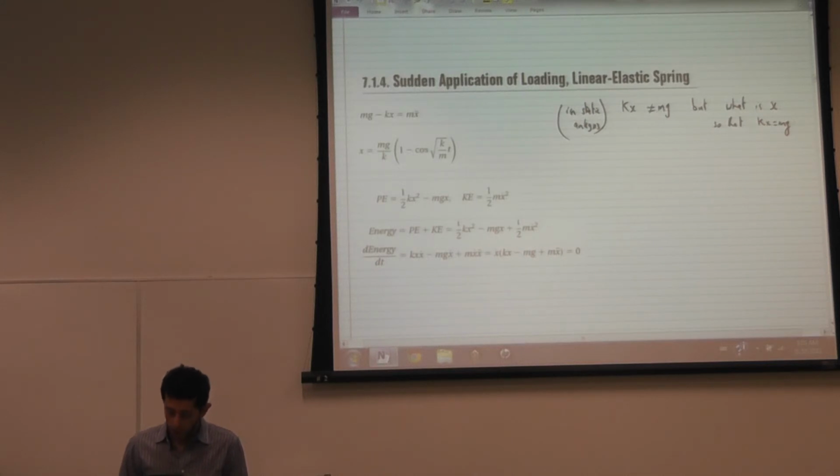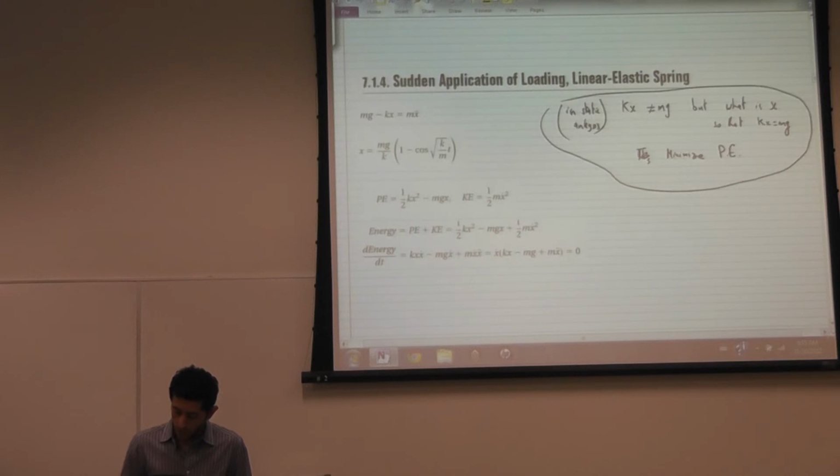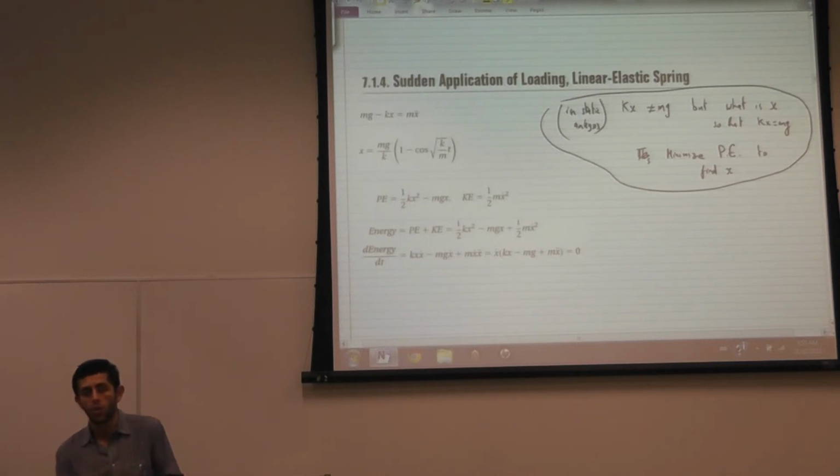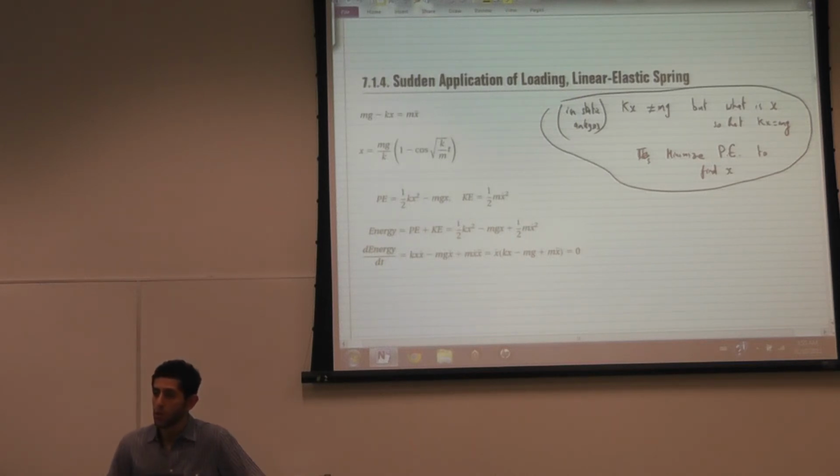And in doing so, you can say, well, minimize the potential energy to find x. And this is what we do in finite element analysis, for example, or in the Rayleigh-Ritz method, which we talked about. Minimize the potential energy to find x at equilibrium.